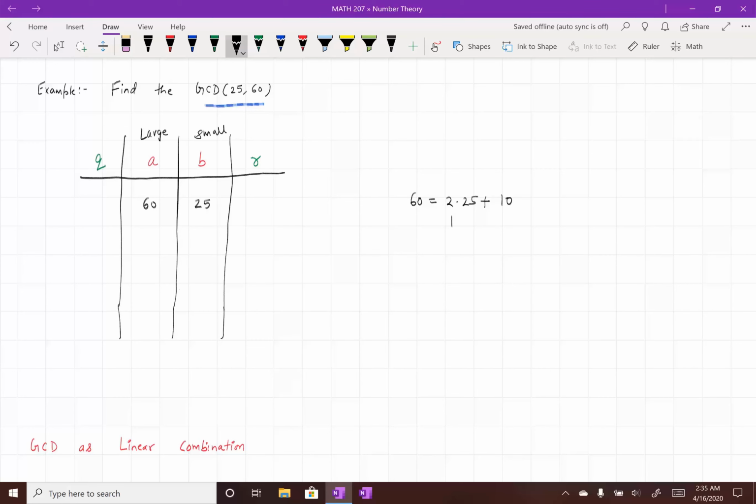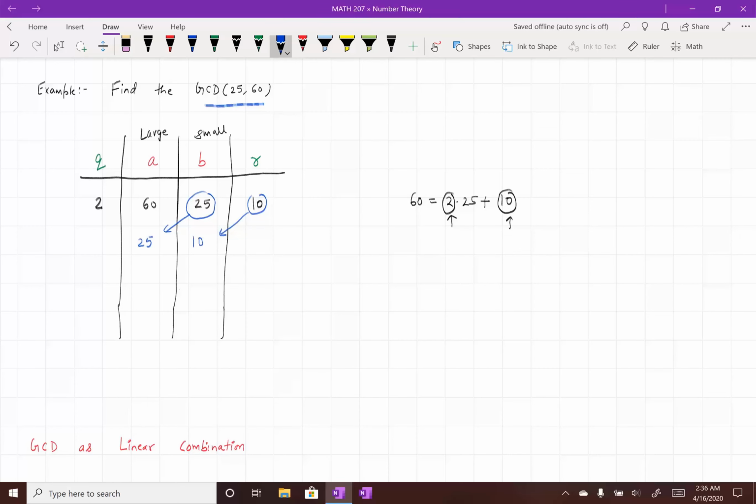So this becomes your quotient. So the 2 is the quotient here and 10 is the remainder here. So you fill up those values. 2 is the quotient here and 10 is the remainder here. Okay, so this is the first step of this algorithm. And then you do the shifting of columns. So this 25 will shift for A and this remainder R will shift to your place B.